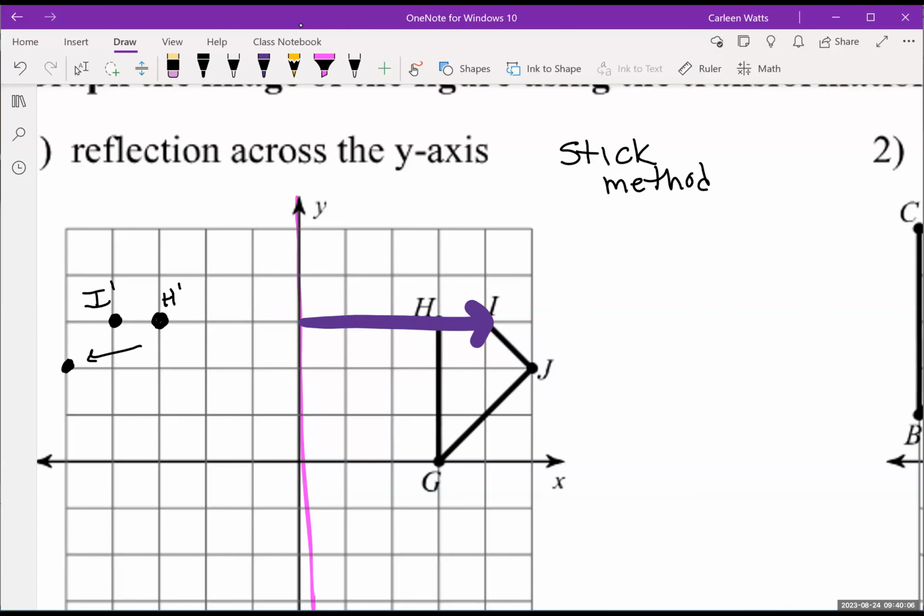All right, so that one is J prime. And then notice I'm folding all my sticks. Fold it across the y-axis, and that one is G prime.